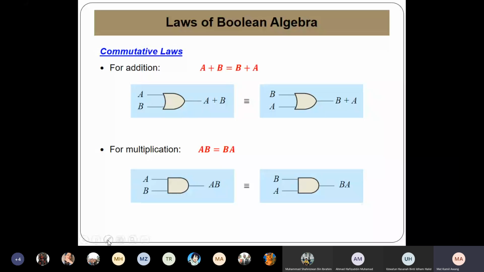And for multiplication, A·B is equal to B·A. So A and B is equal to AB, or B and A is BA. The result is the same, so AB and BA are interchangeable. These are the commutative law. So Boolean algebra complies with the commutative law. Okay? Any questions so far? Simple.